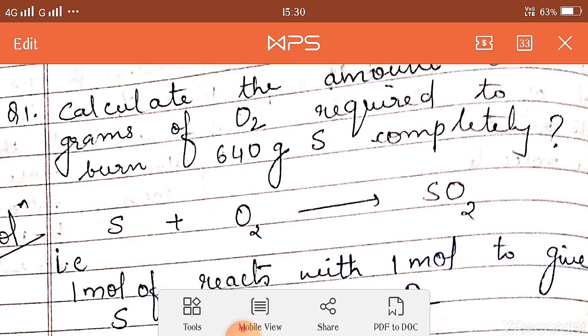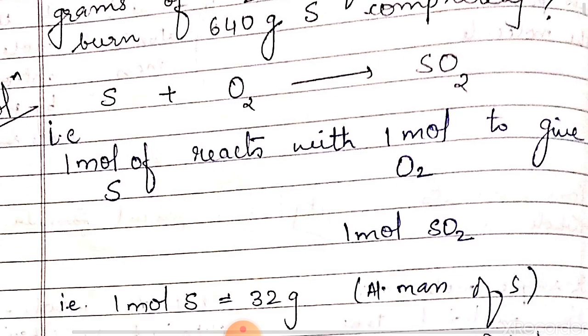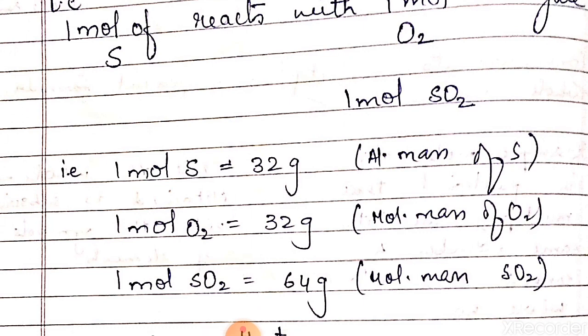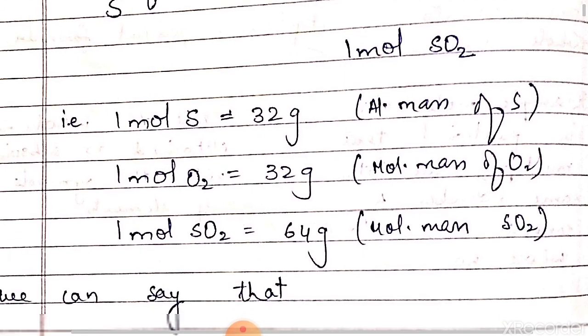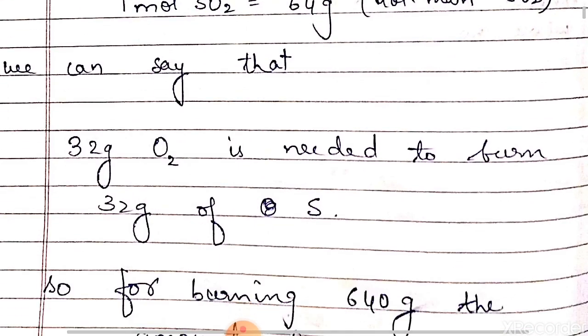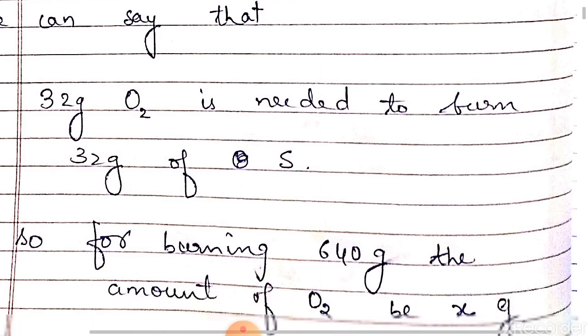So from the balanced equation, what can we tell? 1 mole of S reacts with 1 mole of O2 to give 1 mole of SO2. And 1 mole of sulfur has a mass equal to its atomic mass, which is 32 gram. And 1 mole of oxygen has a mass of 32 gram because of its molecular mass. And 1 mole sulfur dioxide is 64 gram. So we can say that 32 gram oxygen is needed to burn 32 gram of sulfur, or 32 gram of sulfur requires 32 gram of oxygen to completely burn.